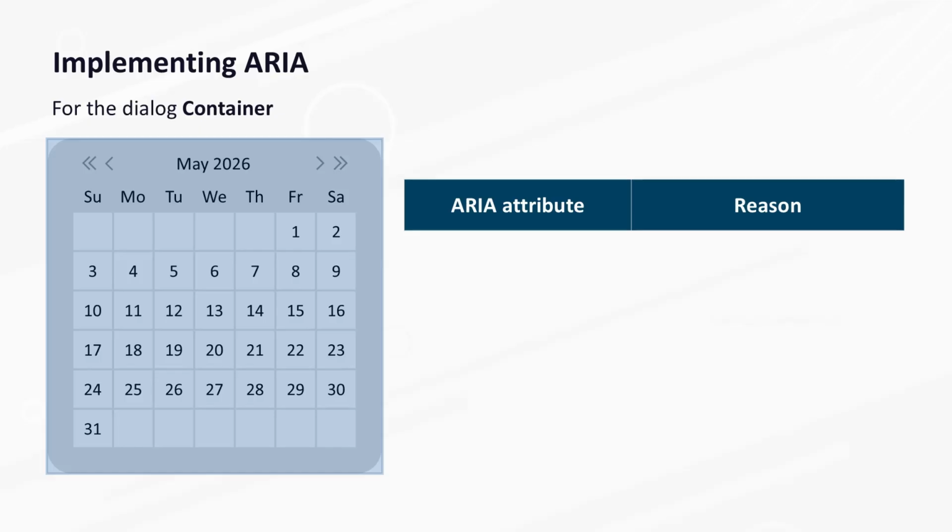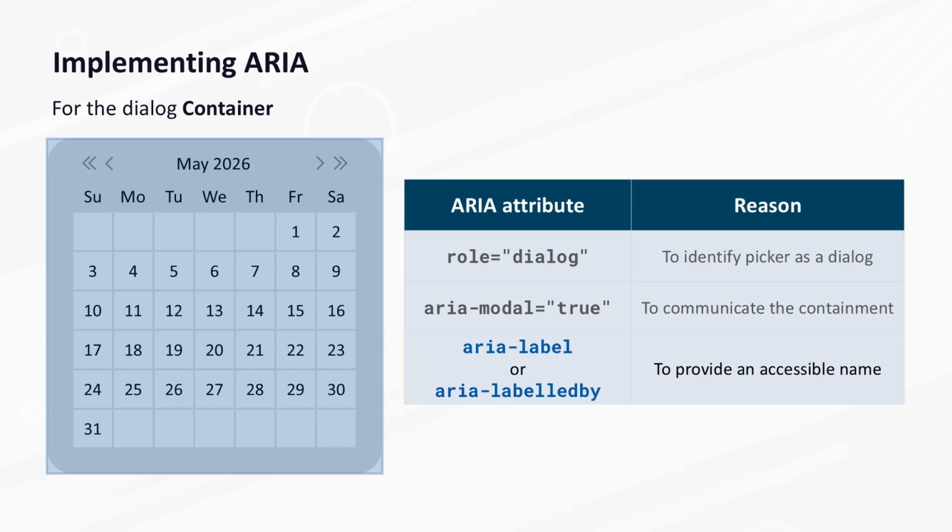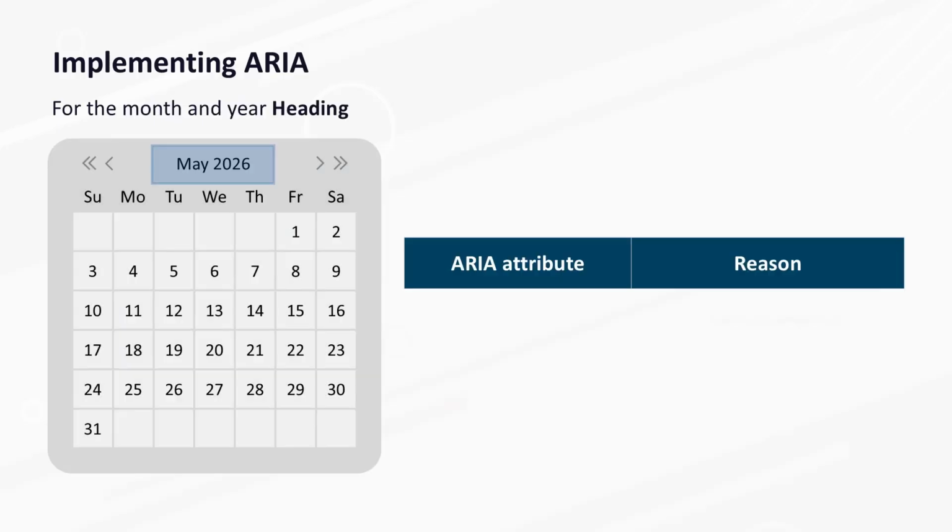On the dialog container, role="dialog" to identify the calendar picker as a dialog, aria-modal="true" to communicate that interaction is currently contained inside the dialog, and aria-label or aria-labelledby to provide an accessible name. For the month and year heading, aria-live="polite", so changes to the month and year are announced when the user navigates through the calendar.